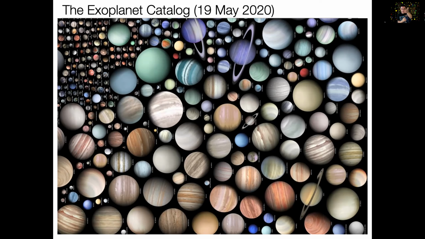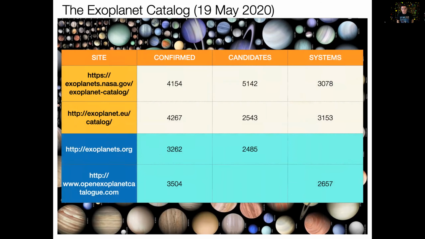Okay, but I went today, as I was preparing slides, to each of the catalogs to write down the current numbers in the Exoplanet Catalog. So the two primary ones that people often use are the one at NASA, exoplanets.nasa.gov/exoplanet-catalog, and then the one in the European Union. And so that's at exoplanet.eu/catalog. Okay, so you can see there we have confirmed planets, we have candidates, and then we have a column for systems. Okay, and so the differences there are confirmed planets are planets which have been detected by one technique.